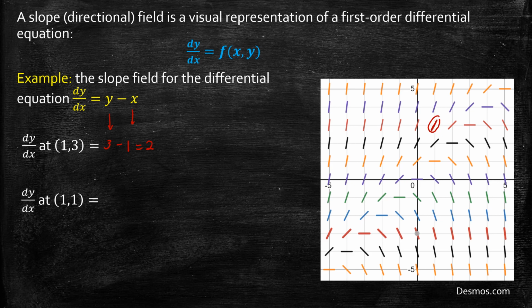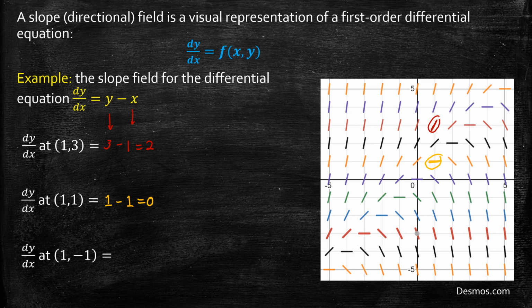Let's try another one, dy/dx at (1, 1). Let's put it into the formula. Y is 1 minus its x coordinate, which should give 0. And if we go to (1, 1), we see a horizontal little line segment there. That's a tangent line to the mysterious graph that doesn't exist yet, but that tells us what the slope is of the function at that point.